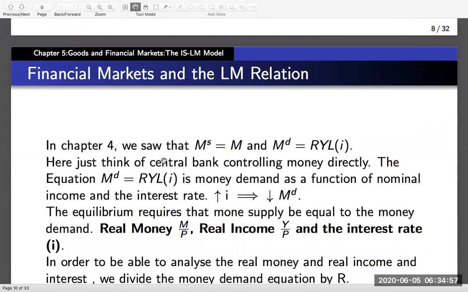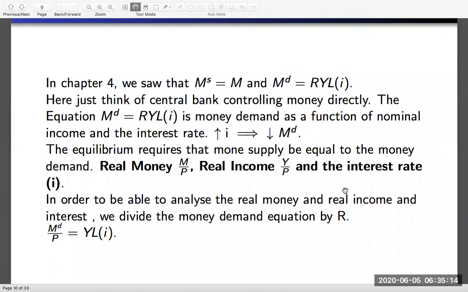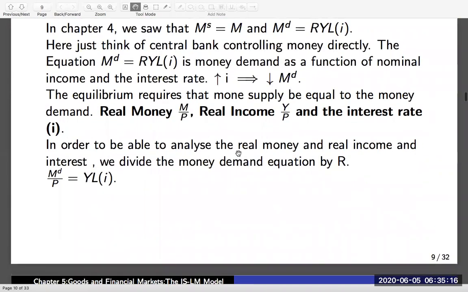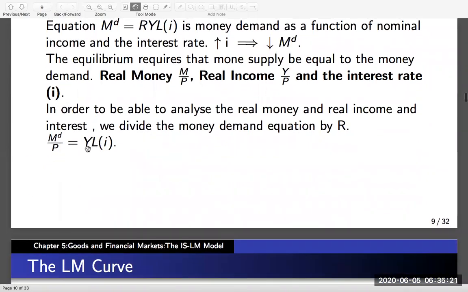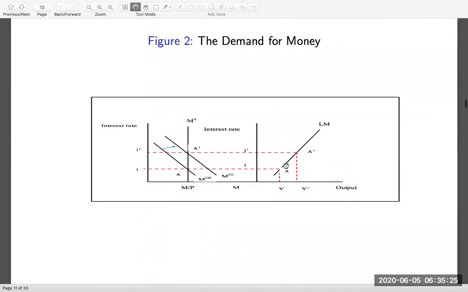On the financial market, we saw that money supply is equal to money demand. That's where the equilibrium is. And money demand is a function of income and liquidity of money, which means if you increase your interest rate, your money demand will decrease. So the equilibrium requires that money supply be equal to money demand. We all know that, but we care about real money. So you write this as your real money is a function of your real income and interest rate. So the LM curve is derived as this, which is from your financial market.